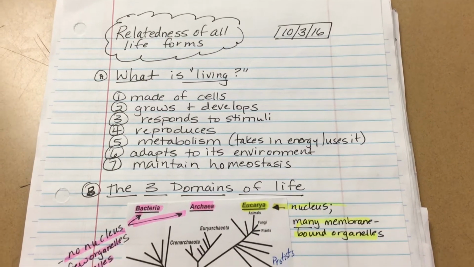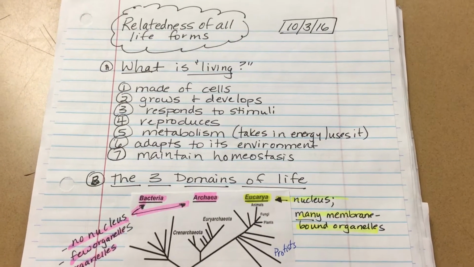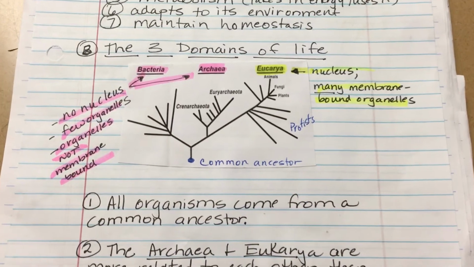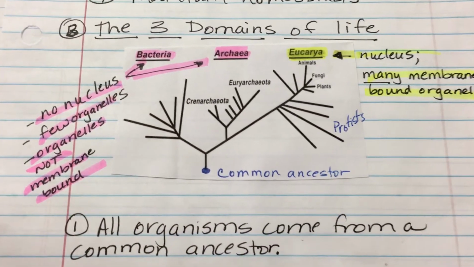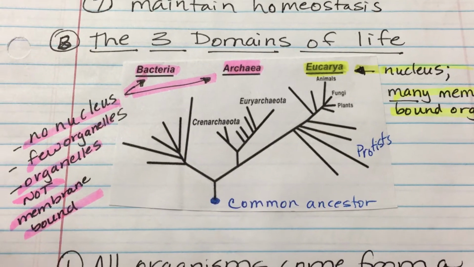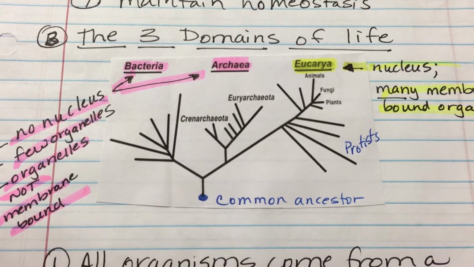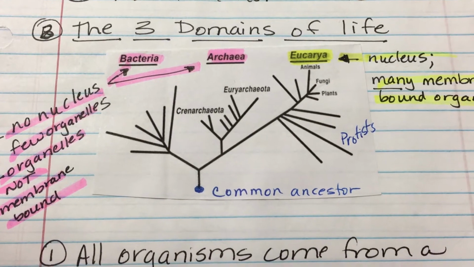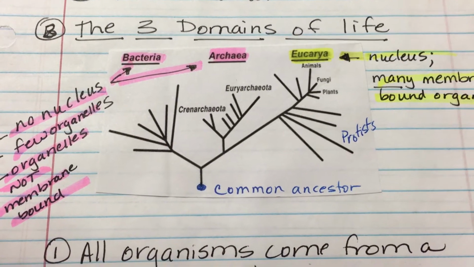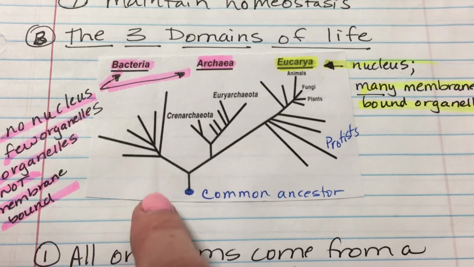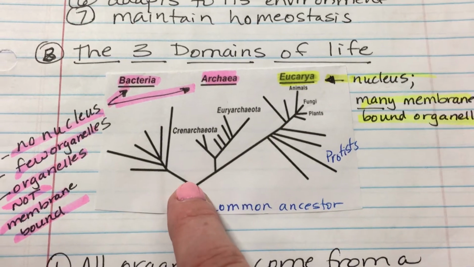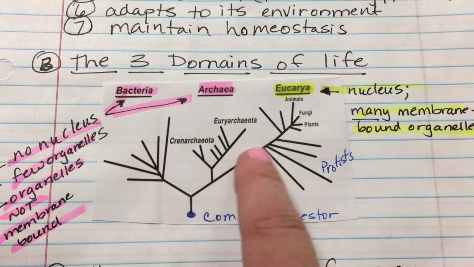And then what we kind of focused on is this idea that all life forms are related. And so then we looked at the 3 domains of life, and you should have this handout. The 3 domains of life include the bacteria and the archaebacteria and the eukarya. So we basically analyzed this diagram, and we saw that there was a common ancestor for all of the organisms, and there was immediately a branch.